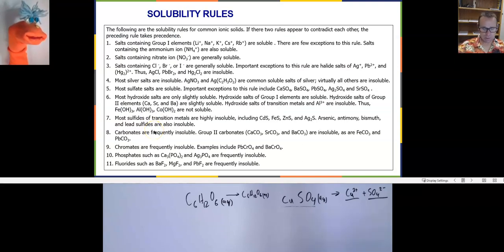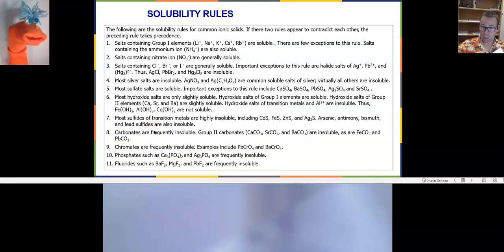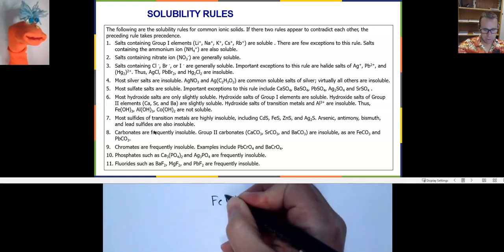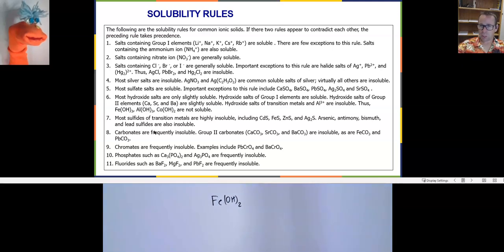Now, not all compounds dissociate. Not all ionic compounds dissociate when they're placed into water. So, for example, iron 2 oxide. When I put it into water, it won't dissolve. And if it's not dissolving, it's not going to dissociate into its ions. We have a set of rules here to help us identify whether these compounds will dissociate when placed into water. These are called solubility rules, and you can read through them and make predictions about compounds based on these rules.